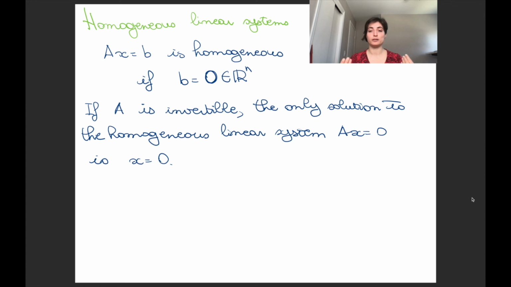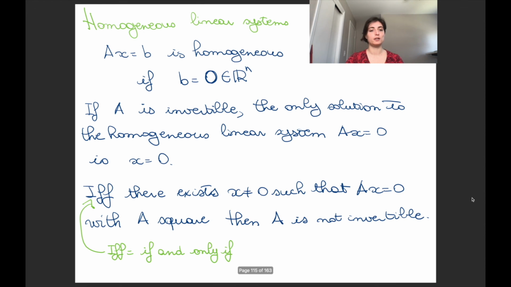Why? Because if A is invertible, then there is only one solution, and that solution must be such that you have only zeros as output, so x needs to be equal to 0. If, and only if, there exists x different than 0, such that Ax is equal to 0, with A square, then A is not invertible.